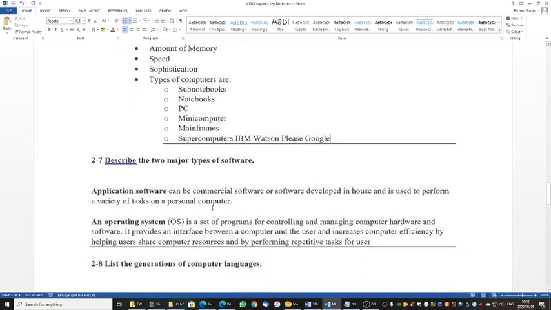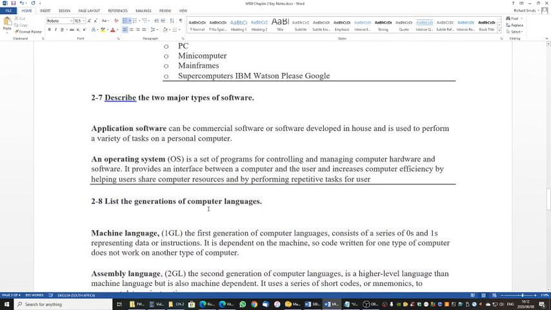Describe the two major types of software. So we have spoken already about the hardware, which is the physical devices inside the case that we can touch, such as the hard disk drive and the RAM and the ROM. We're now moving on to software, which is what controls the computer. We have application software, such as Microsoft Office, software developed in-house inside a company, used to perform a variety of tasks. One that we're going to be using in this course is Microsoft Access.